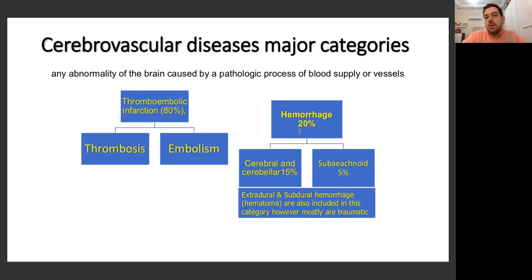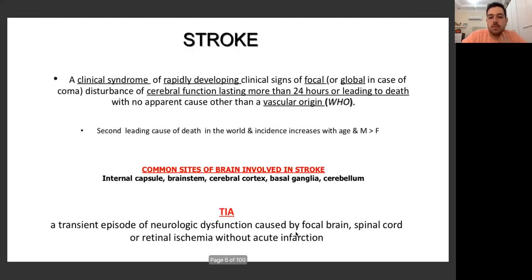Any patient presenting with signs and symptoms of stroke, you immediately arrange for a non-contrast CT to know whether it is a thromboembolic stroke, 80% of the cases, or a hemorrhagic stroke. We will talk about these details later on as we proceed forward. So stroke is a clinical diagnosis. You really diagnose stroke based on the physical examination and the findings that you pick up on the physical exam.